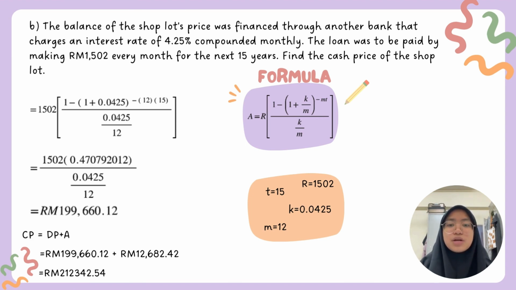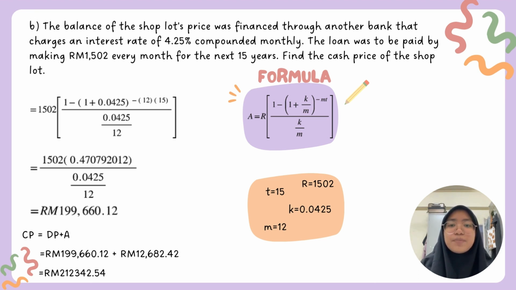For question B, we have to find the A, or the cash price of the shop lot. The question gives us the R, which is 1,502 ringgit, K is 0.0425, M is 12 and T is 15. So, we can use the formula A = R[1 - (1 + K/M)^(-MT)] / (K/M). R is 1,502, K is 0.0425, which was given in the question, M is 12 and T is 15.